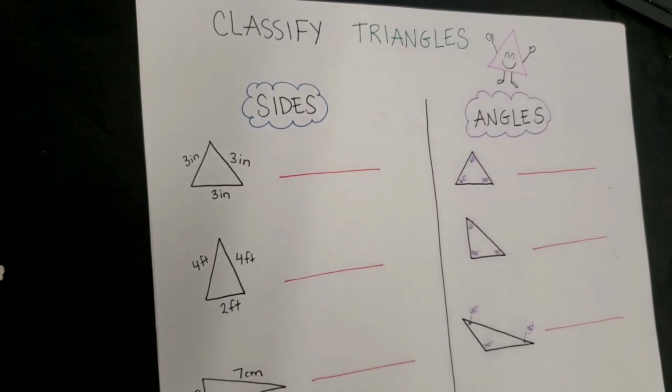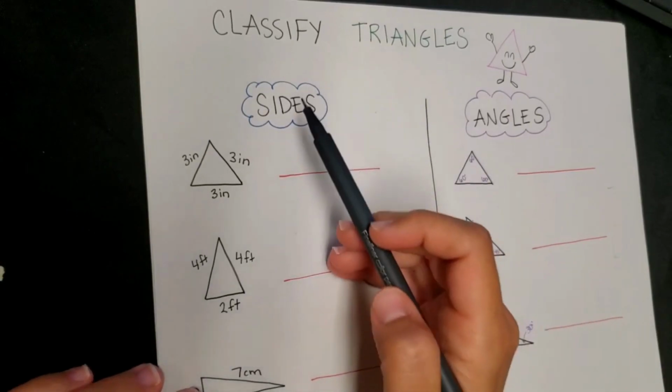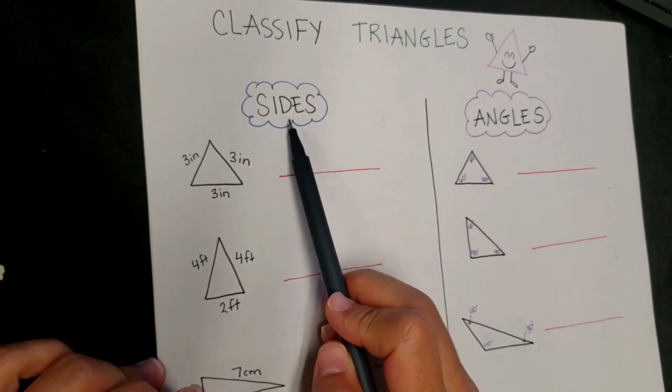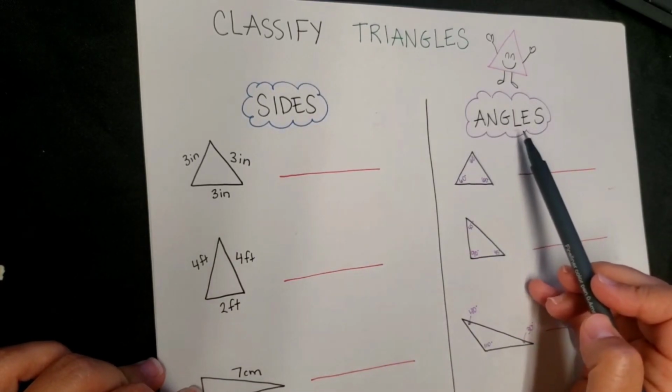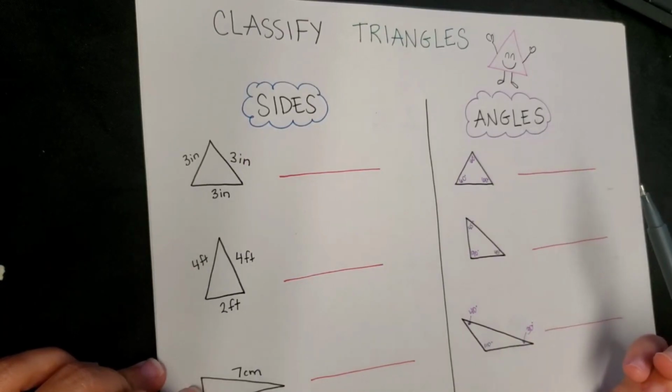Today we're going to go over lesson 11.2, and lesson 11.2 focuses on classifying triangles. When I did the previous video for lesson 11.1, we went a little bit over some of the different types of triangles, but today we're going to go more in depth. We're going to classify triangles based on two categories: we're going to look at each triangle's sides and at the angles of each triangle. We're going to come up with basically a first and last name for the triangle.